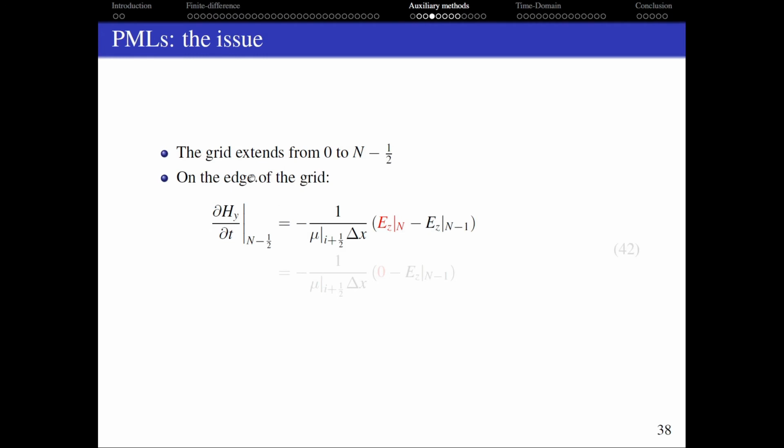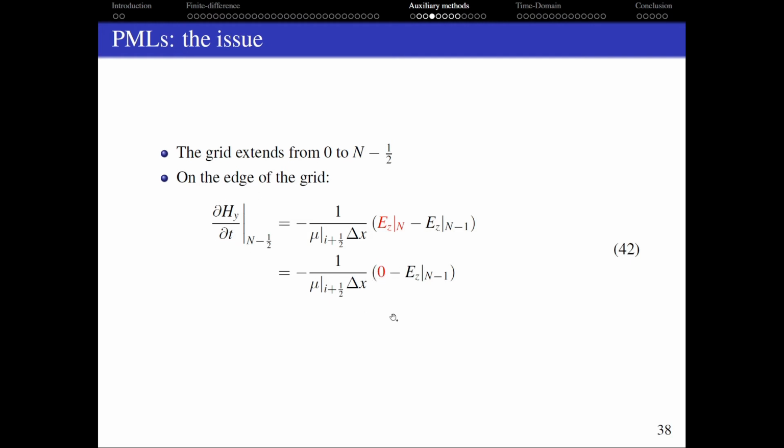And why do we need this? Let's say that our grid goes from 0 to n minus 1/2. This is in grid notation. When you look at the 1D equations, for instance, you can see that to evaluate the time derivative of the H field at n plus 1/2, we need the value of the E field at point n. And actually, this point is outside the grid. So as far as the equation is concerned, that means that this value is basically 0.